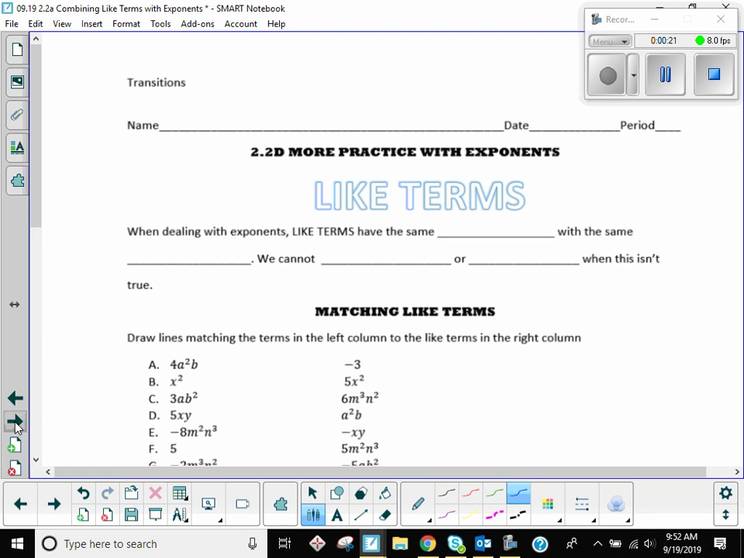So right up here on this first sentence, what I want you to write is this. When dealing with exponents, like terms have the same bases with the same exponents. So it's not enough just to have the same base. They all have to have matching exponents as well in order to be like terms. We cannot add or subtract when this isn't true.